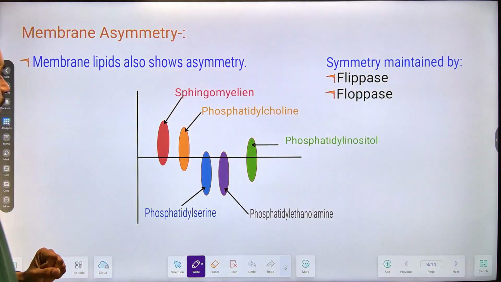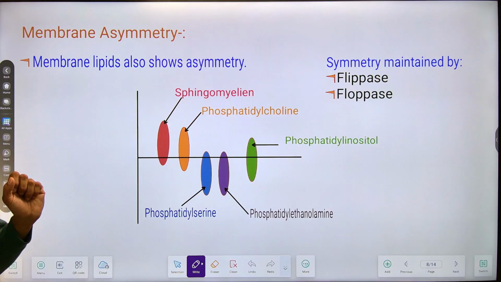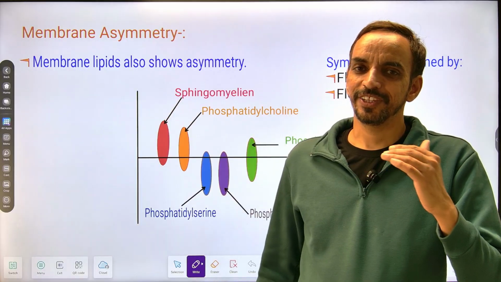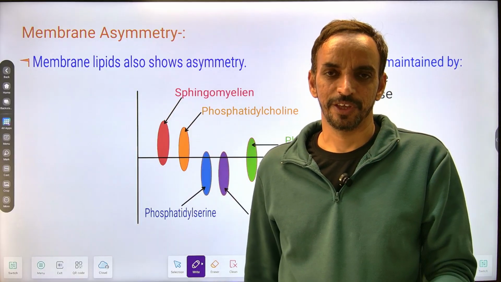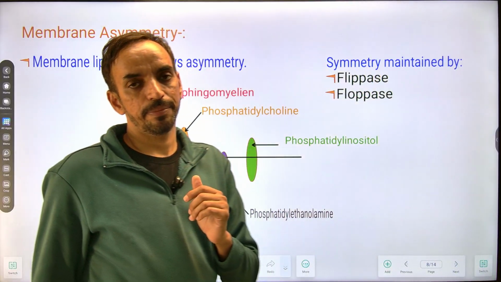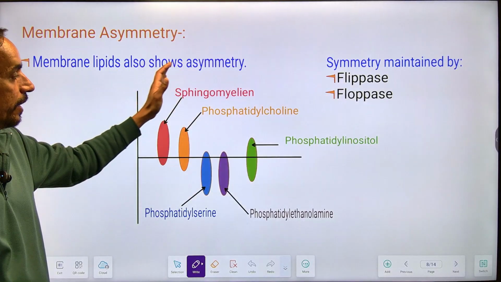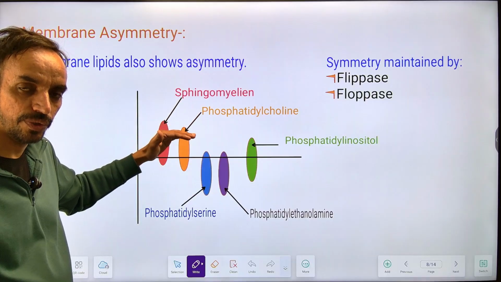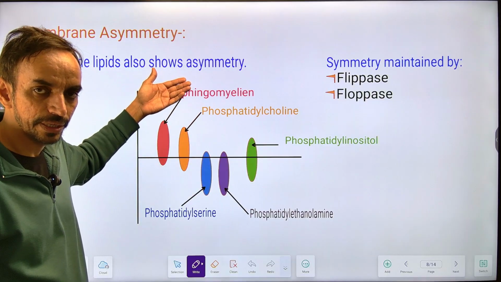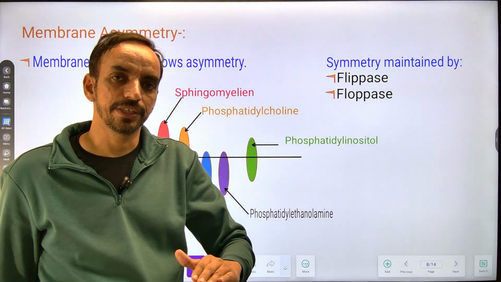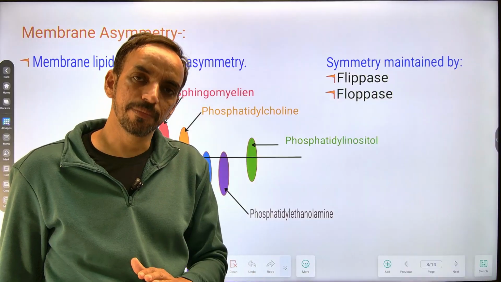नेक्स्ट अगर अपन बात करें मेम्ब्रेन असिमेट्री की, द इंटरनल एंड द एक्सटर्नल फेजेस ऑफ प्लाज्मा मेम्ब्रेन दे आर नॉट सेम। प्रोटीन में तो असिमेट्री होती है, बट द लिपिड ऑफ द प्लाज्मा मेम्ब्रेन दे आल्सो शोज असिमेट्री। सो सम ऑफ द लिपिड they exclusively remain present toward the outer face, some of the lipid they exclusively remain present toward the inner face, intrinsic face of the plasma membrane.